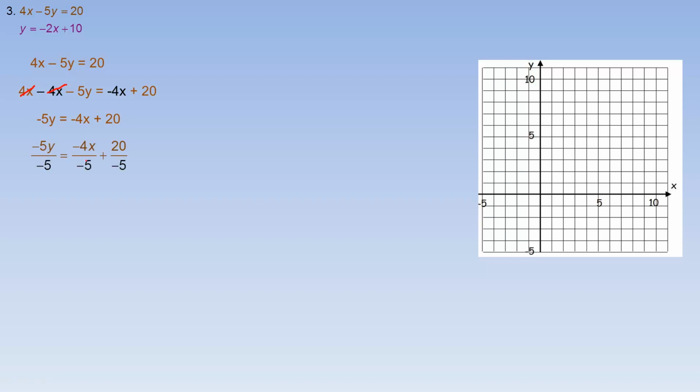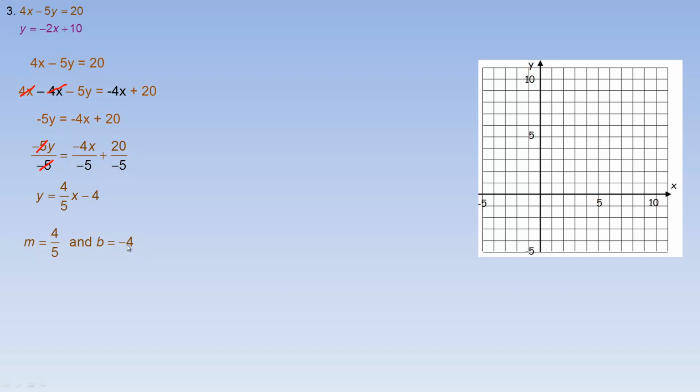And of course the purpose of doing that over here is negative 5 divides into negative 5 going exactly once. So this is going to be a 1y here. The slope is going to be 4/5. Two negatives divide to give you a positive. So this is 4/5 x, and 20 divided by negative 5 is negative 4. So this is the slope, and the y-intercept would be the negative 4.